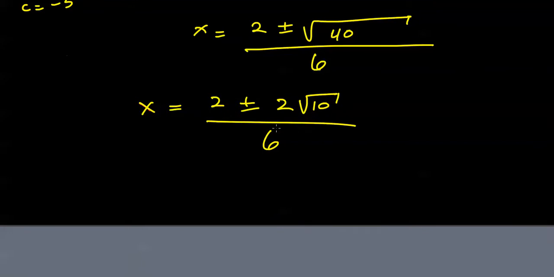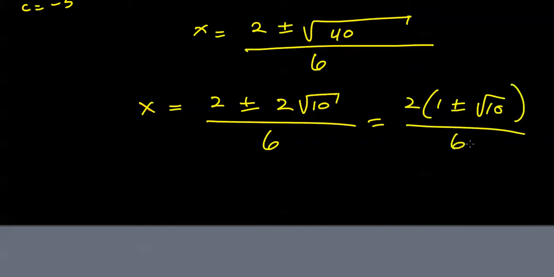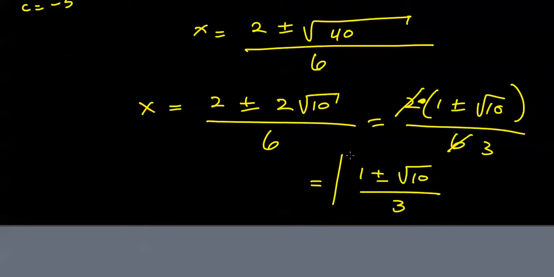So what can we do? Well, what I can do is certainly recognize that 2 is a common factor in the numerator. And yes, now that this is a product, I can cancel out; 2 goes into 6 3 times and I get the final result: 1 plus or minus square root of 10 over 3.